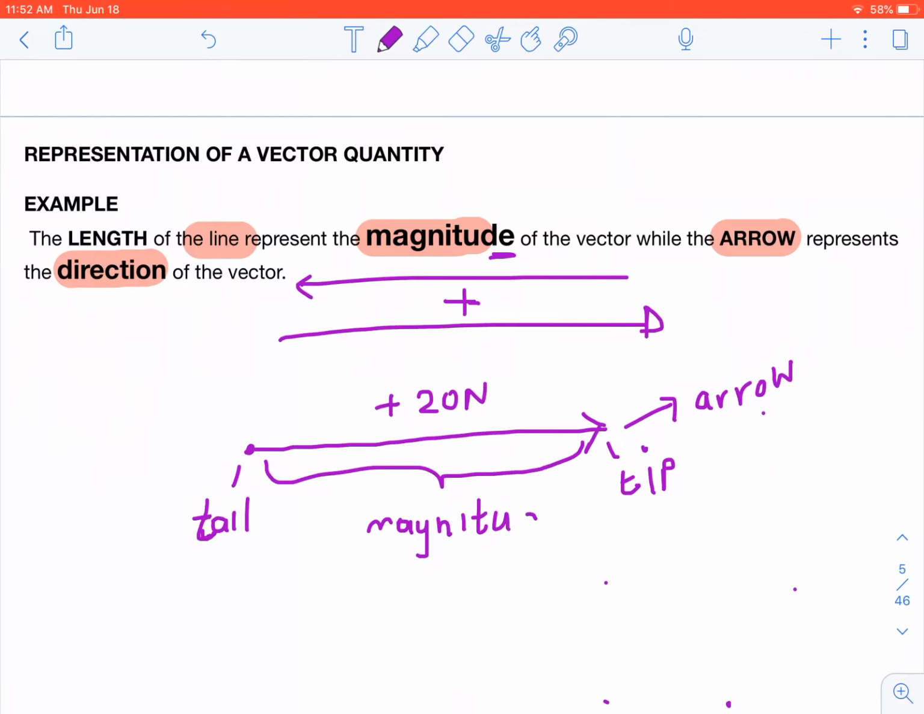If we drew this to scale, and we said 1 centimeter is equal to 1 newton, then we would have had a 20 centimeter line, and if it was going in a positive direction, then we need to specify that. We could also say the force is towards the right, and if we chose that direction as positive, then the force is plus 20 newtons.